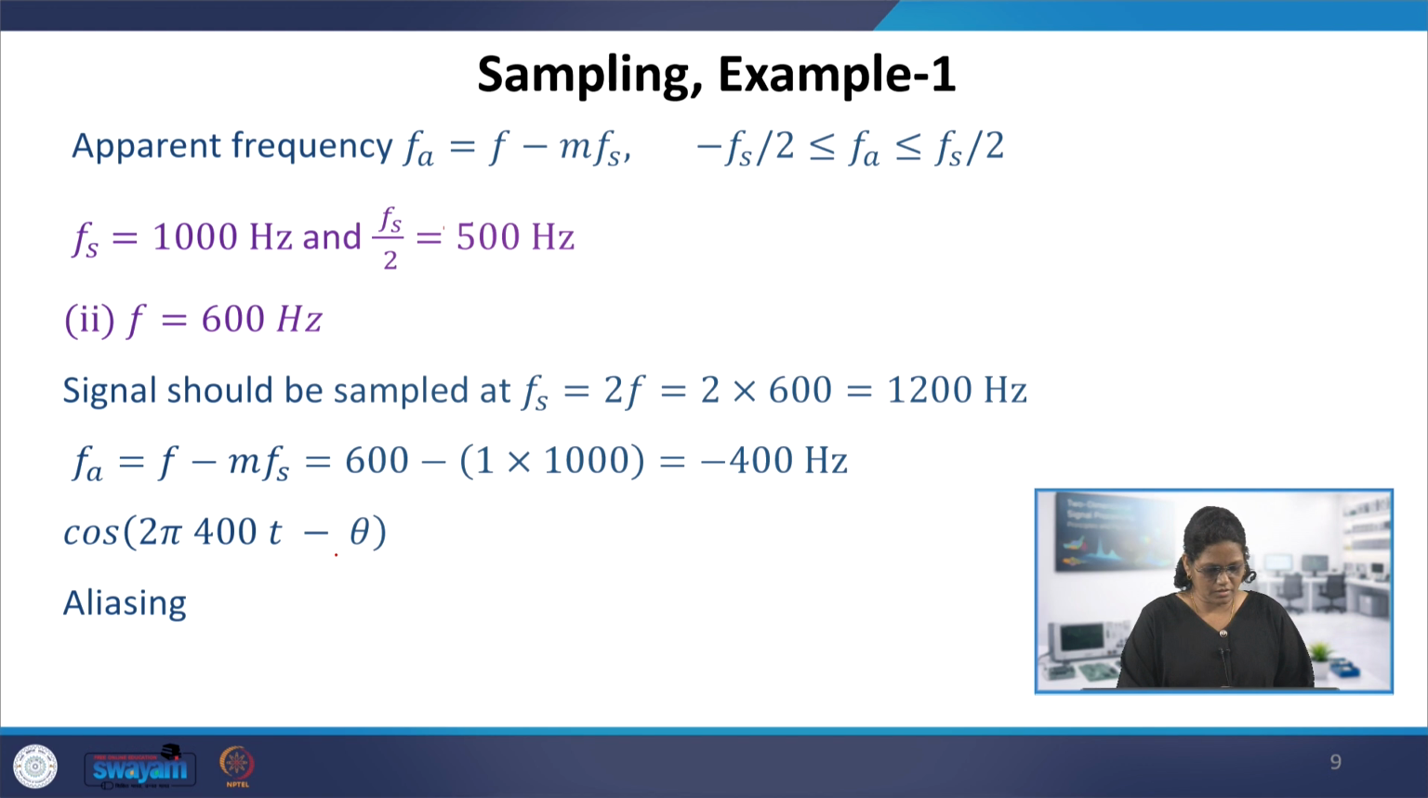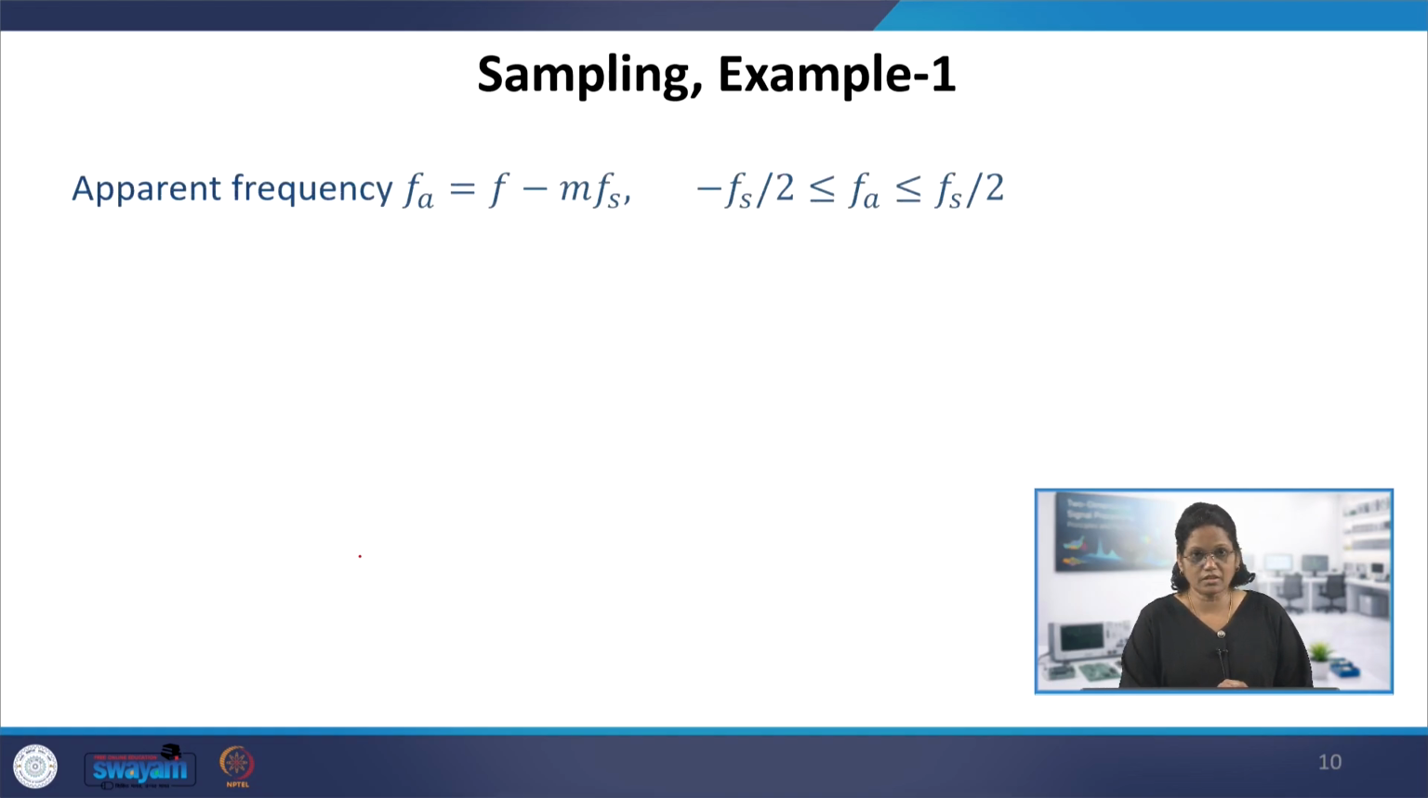So similarly, this is the aliased one. Actually we had cos 2 pi 600t plus theta as the signal. Due to sampling, after the reconstruction, it appears like this. So there is aliasing.